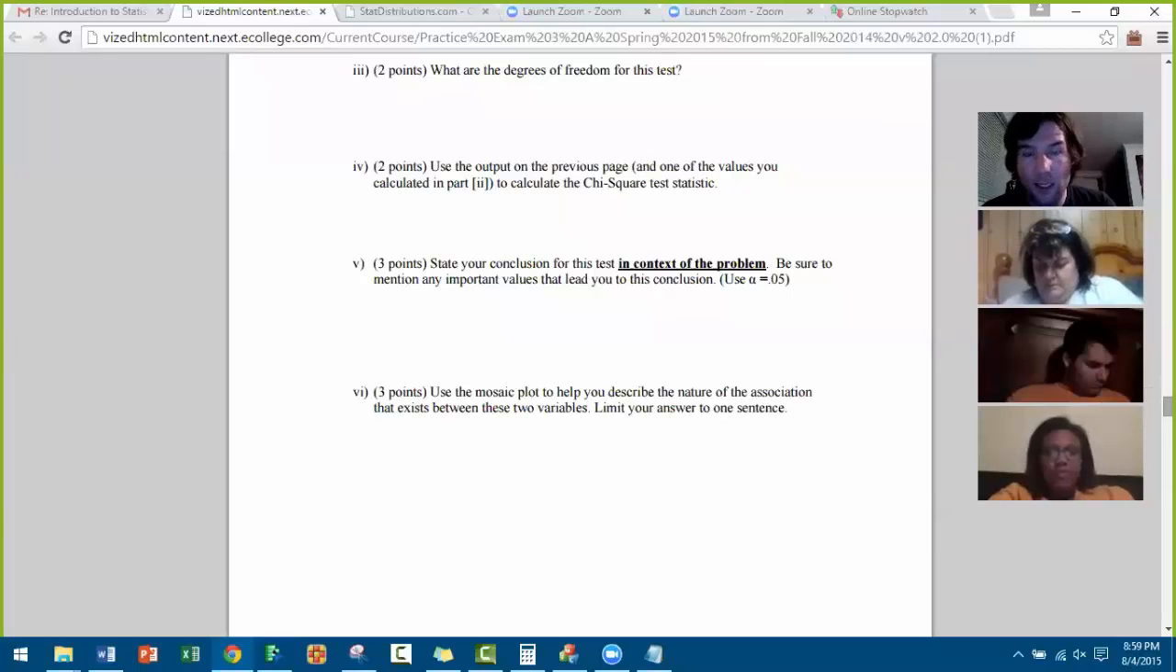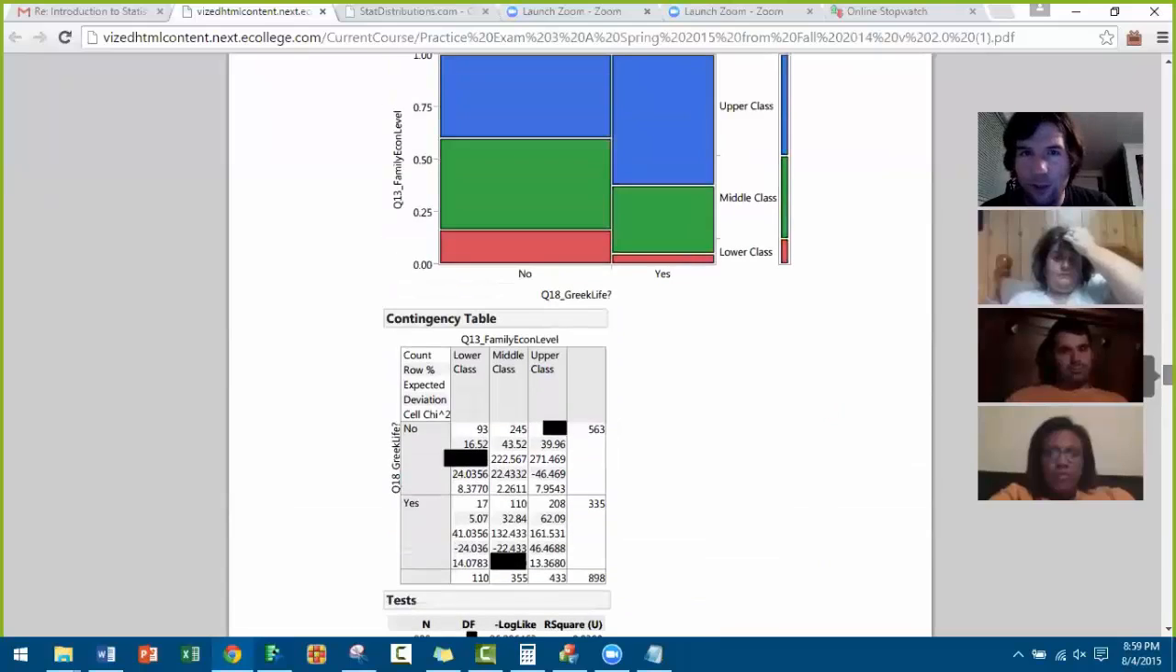Use the mosaic plot to help describe the nature of the association. It's what we would think. This is real data. People in Greek life are more likely to come from upper class, and for people not in Greek life there are greater proportions in the middle and the lower class. It's not to say, oh, you're in Greek life, you must be rich. No, there's people in Greek life who report not being so well off.